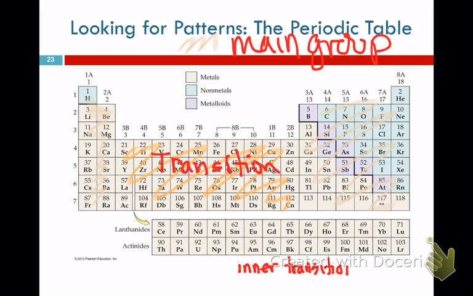Oops, didn't get the inner transition. All right. Now, these have names too. This whole row here is called the lanthanides, and this one's called the actinides, but the names are on here.